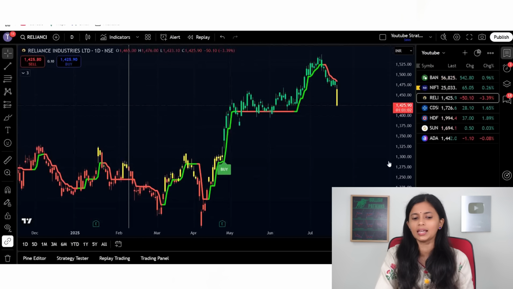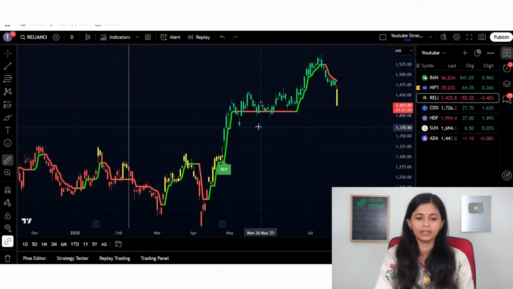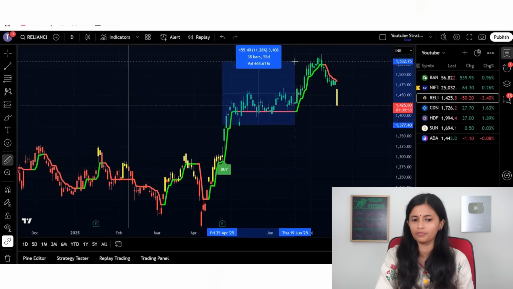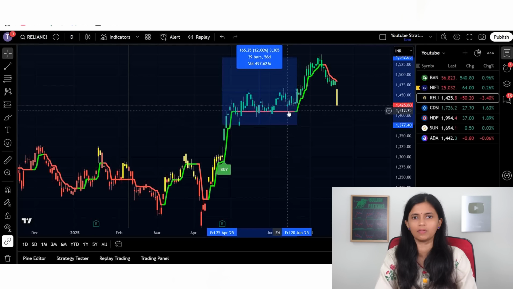Now, what will be the exit criteria? You can either go with a fixed exit criteria of say around 10 to 15%, or 10 to say 12%, which is very good. Whenever you see a 12% increase in the price, you can directly exit. That is one way of exiting.